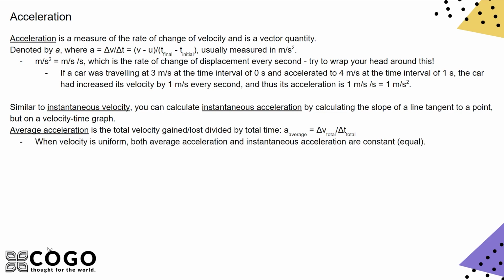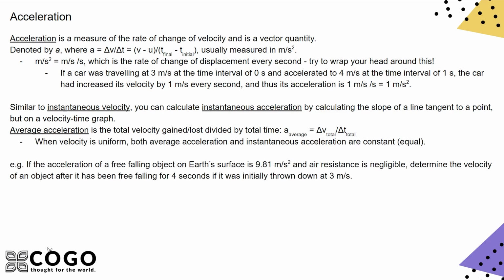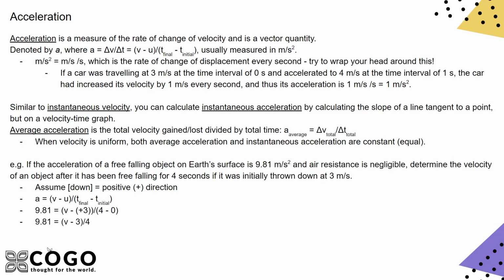Now let's go through a quick practice question. If the acceleration of a free-falling object on Earth's surface is 9.81 meters per second squared, and air resistance is negligible, determine the velocity of an object after it has been free-falling for 4 seconds if it was initially thrown down at 3 meters per second. Firstly, we assume that down is positive. Then, by plugging in the values and rearranging the equation, we get the answer of 42.24 meters per second down. There is actually a formula that makes this calculation easier, but for the sake of testing your understanding of how acceleration works, we will introduce that later on in the next video.